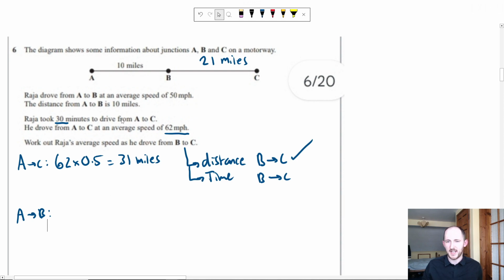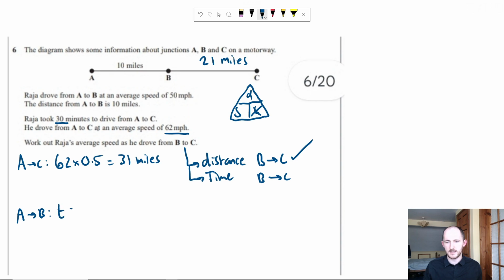So, we have the speed, which is 50 miles an hour, and we have the distance. Now, if you remember your formula triangle, if you use a formula triangle, or if you know the formula just algebraically, that's fine. To work out time, you do distance over speed.